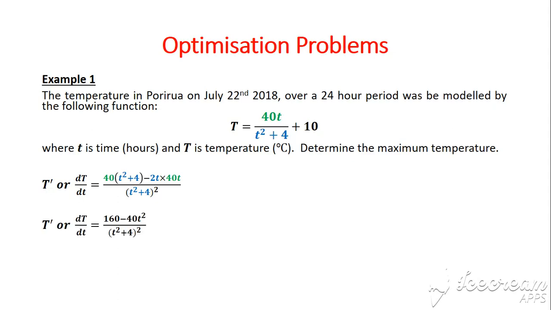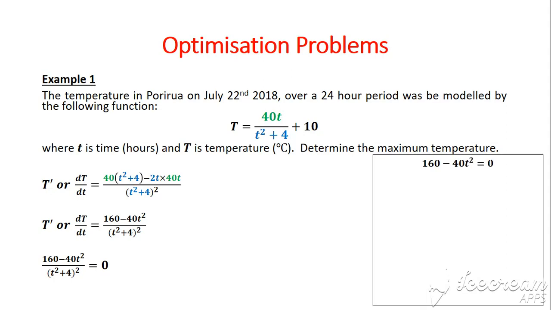We're going to simplify that to get (160 minus 40t squared) divided by (t squared plus 4) all squared. So this is our gradient rule. Now we're going to put the gradient rule equal to 0 because that's when a maximum or minimum occurs with a 0 gradient. So we're going to solve this equation. Because it's a fraction equal to 0, we only need to worry about the top part being equal to 0 because we can't have the bottom part equal to 0. So we're going to go 160 minus 40t squared is 0. And we're going to solve this equation.